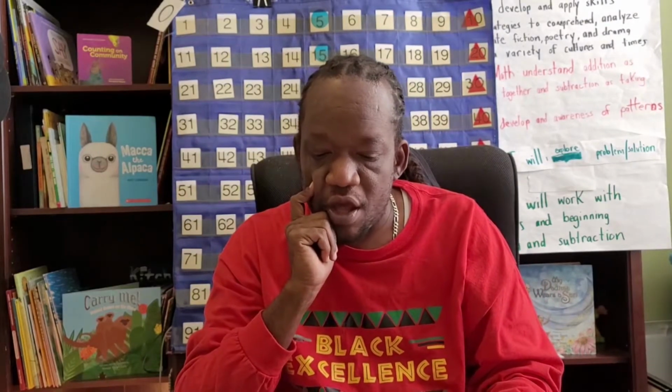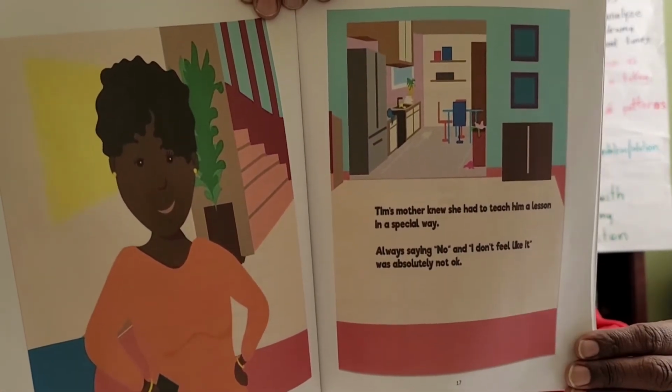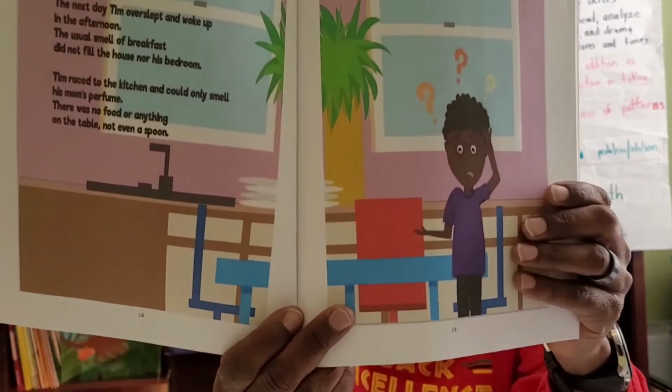Tim's mother knew she had to teach him a lesson in a special way. Always saying no and I don't feel like it was absolutely not okay. The next day, Tim overslept and woke up in the afternoon. The usual smell of breakfast did not fill the house nor his bedroom. Tim raced to the kitchen and could only smell his mother's perfume. There was no food or anything on the table. Not even a spoon.